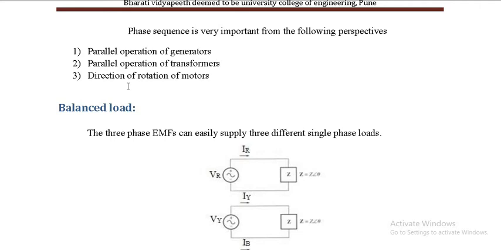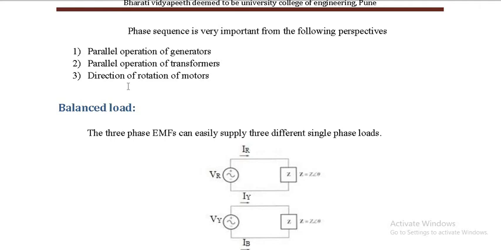Secondly, again, parallel operation of transformers. I suppose you have gone through single phase transformers, but over here I'm talking about three phase transformers basically. So again RYB of the first transformer and the second one, which is to be connected in parallel, should have the same phase sequence.